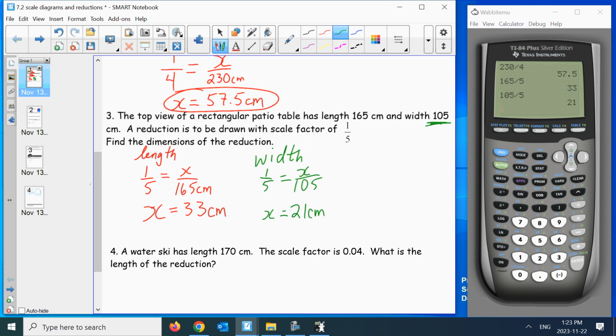What I'm really looking for, as much as the answer, is that you're setting up the equation as a proportion. So just as much as the answer, I want to see this 1 out of 5 equals x out of 105. That's really important. So don't just write down 21. Here's the dimensions of the reduction, and they're labeled under the columns.